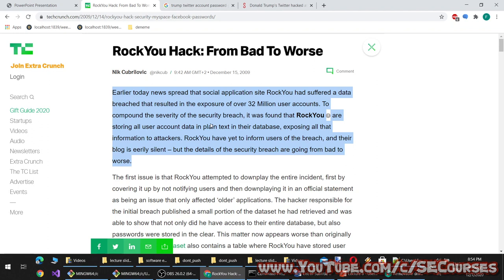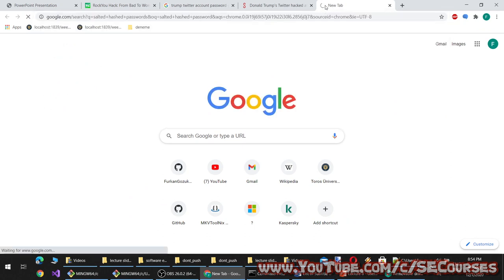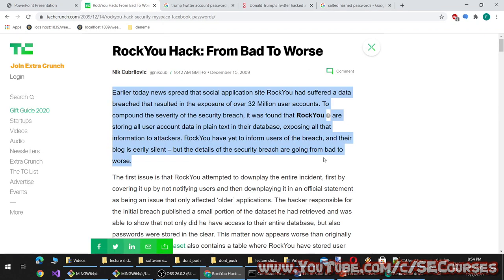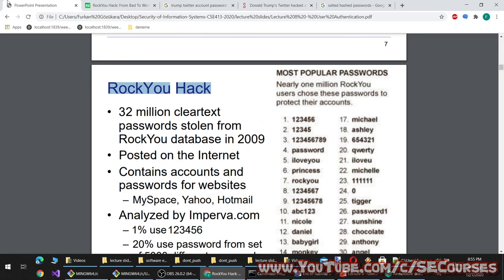However, if they were hashed, and even salted hashed, they couldn't guess the correct passwords. So if you use salted hashed passwords, even if your database gets hacked, your account passwords would still be safe.